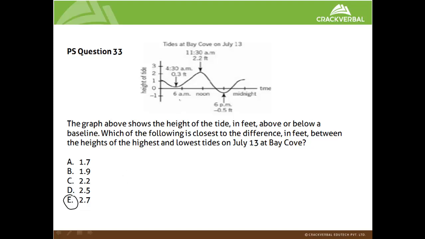Otherwise, it is a very simple, straightforward question. You can always trust the graph whenever they give you a graph in the GMAT. They will give you the units very clearly, so you don't need to worry too much about the graph.